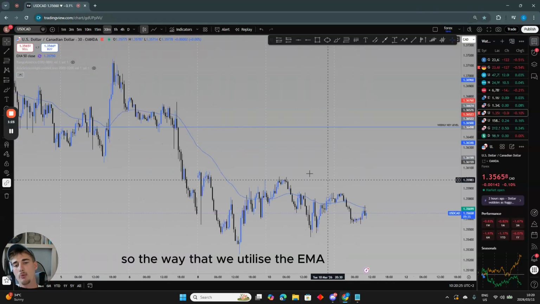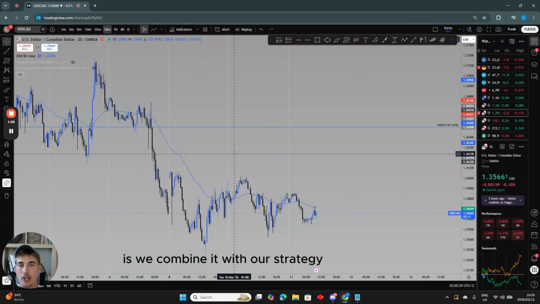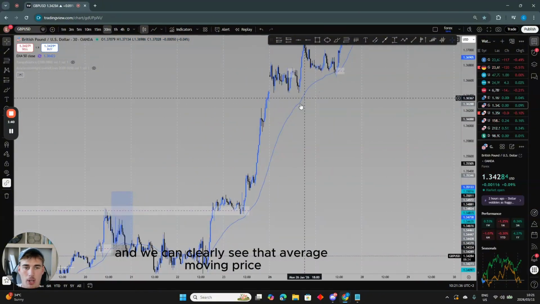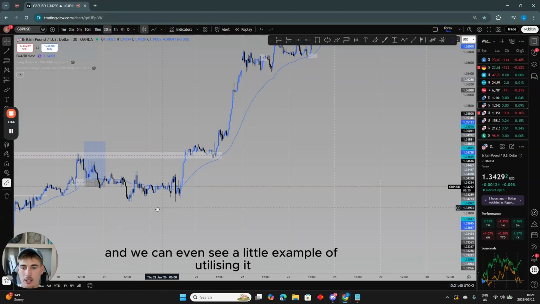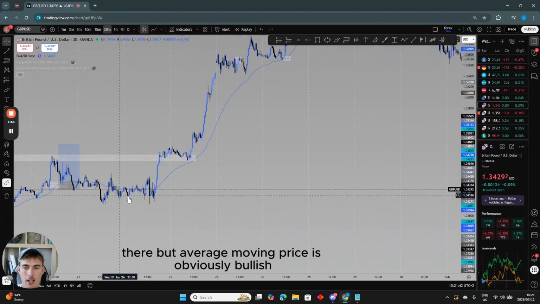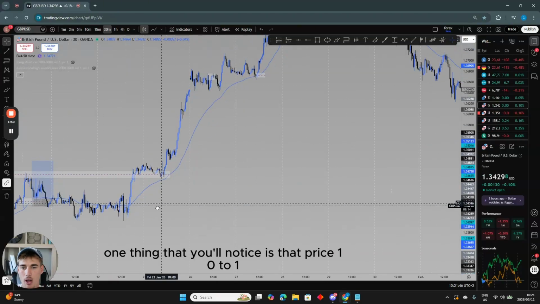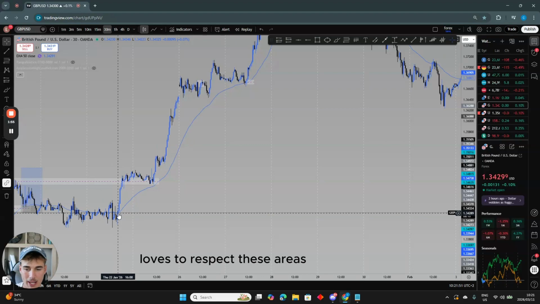So the way that we utilize the EMA is we combine it with our strategy, how we actually take ideas, how it develops, etc. So we're going to take a GBP USD here just as an example, and we can clearly see that average moving price, and we can even see a little example of utilizing it there. The average moving price is obviously bullish, right? We can clearly see that. One thing that you'll notice is that price 10 to 1 loves to respect these areas.